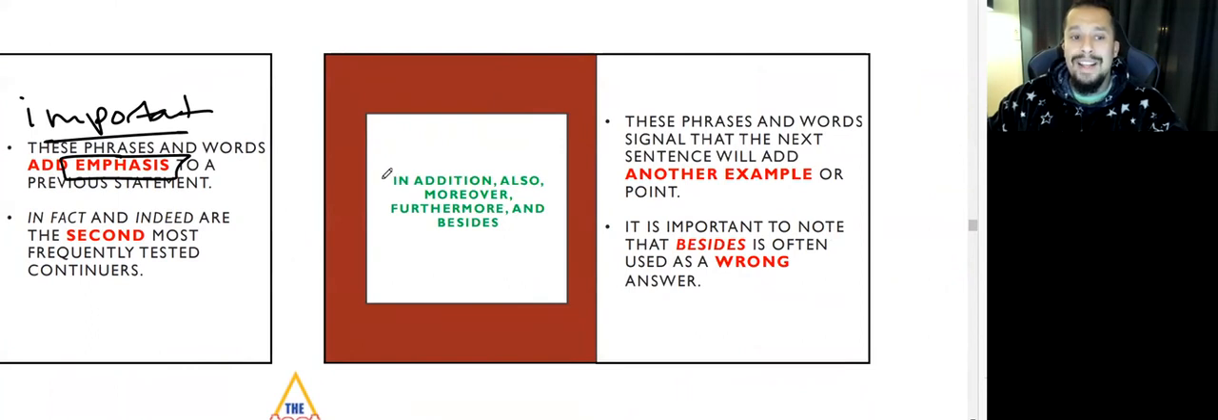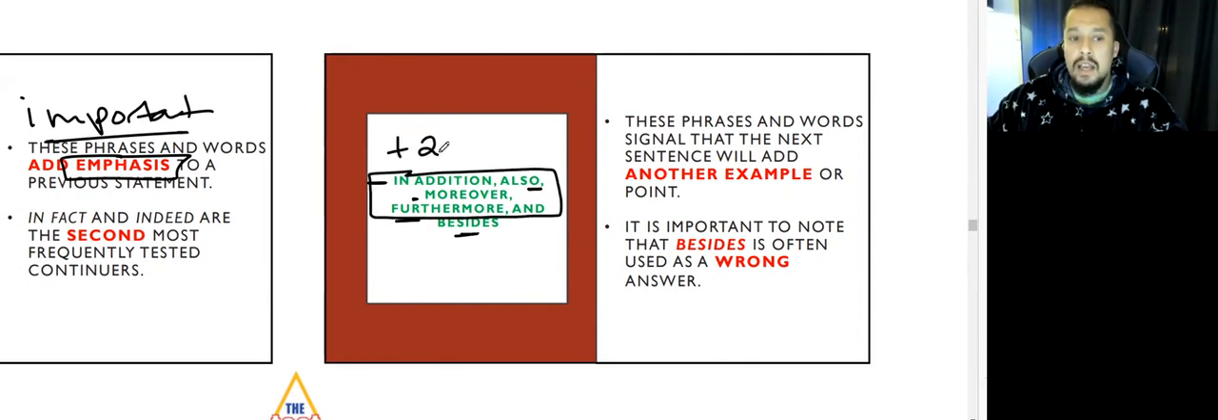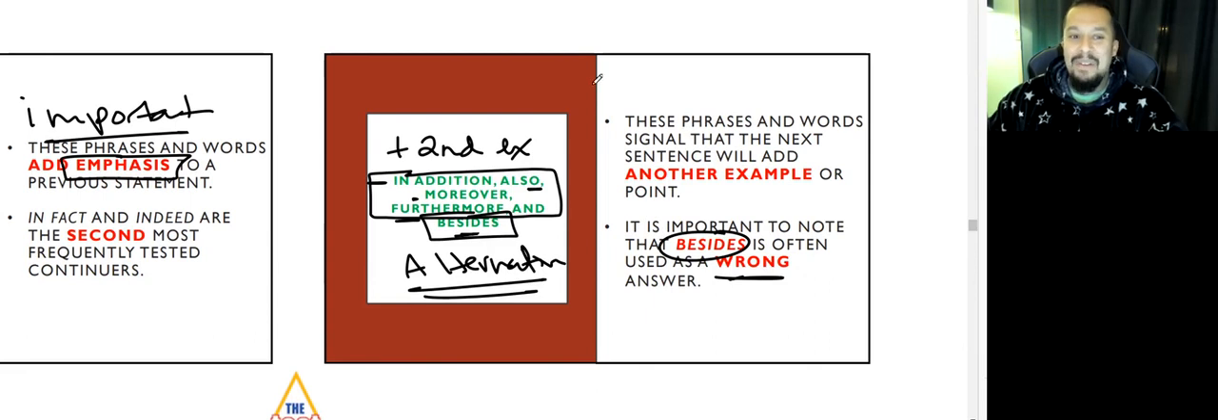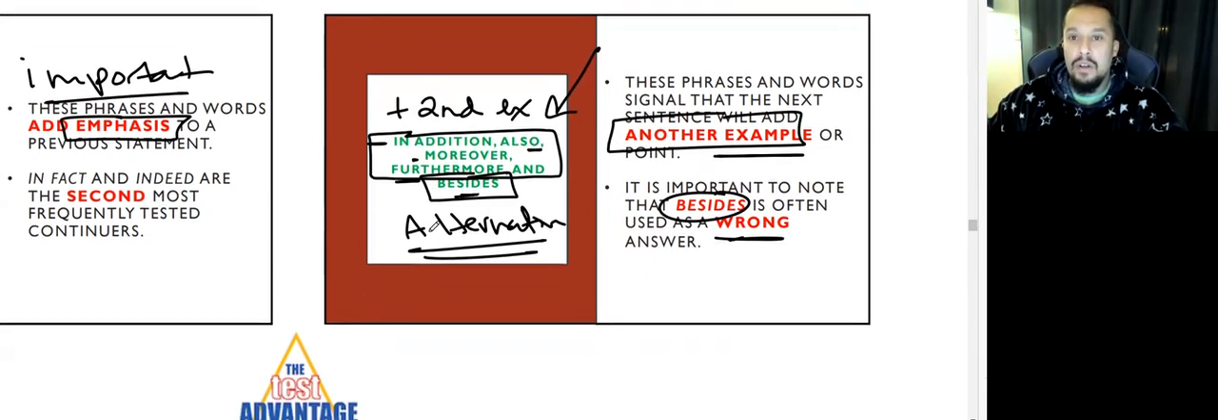Number three, in addition, also, moreover, furthermore, besides. These first four add a second example. There's already an example in the sentence. These first four add another example to it. Besides adds an alternative. Now, with regards to older rules, besides was always wrong, but I won't take this for now, right? With regards to the first four, they add another example.